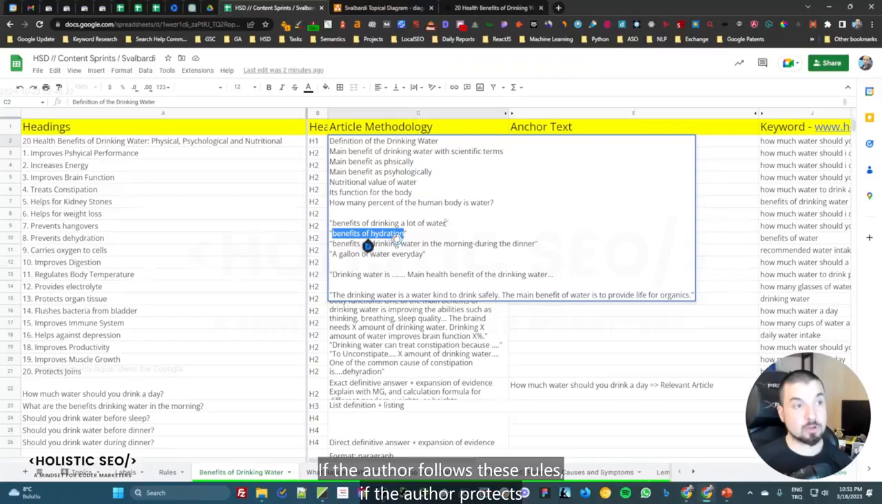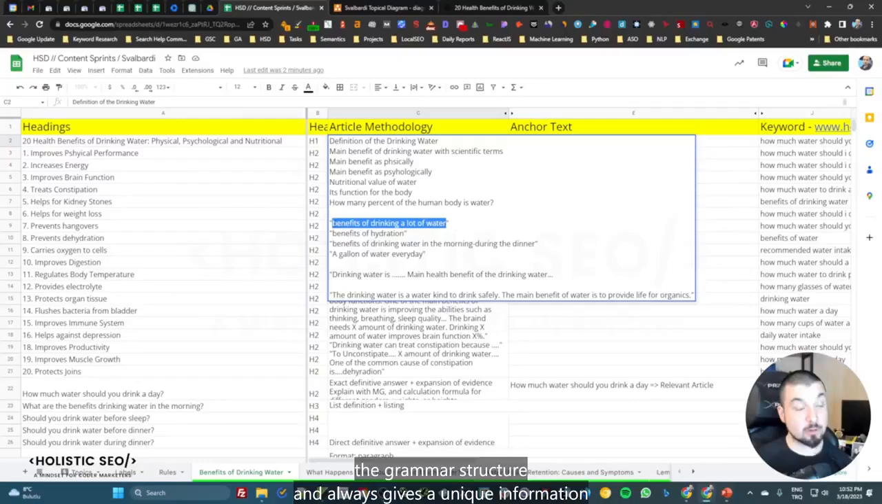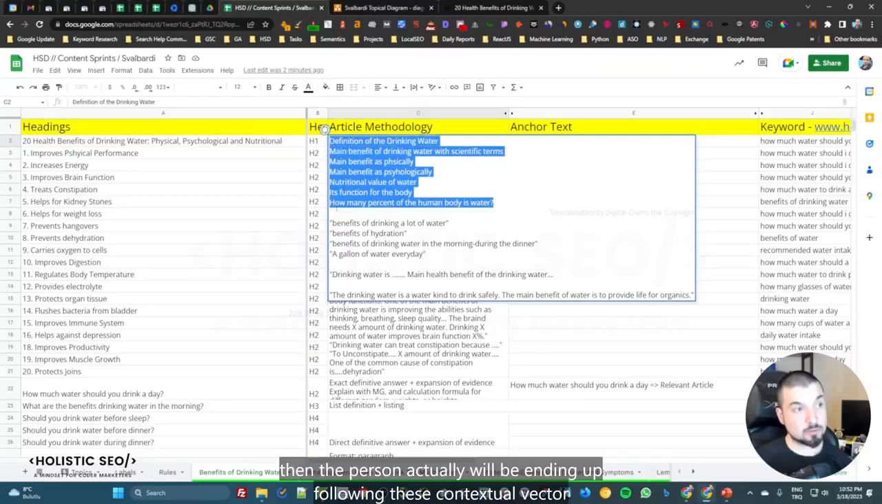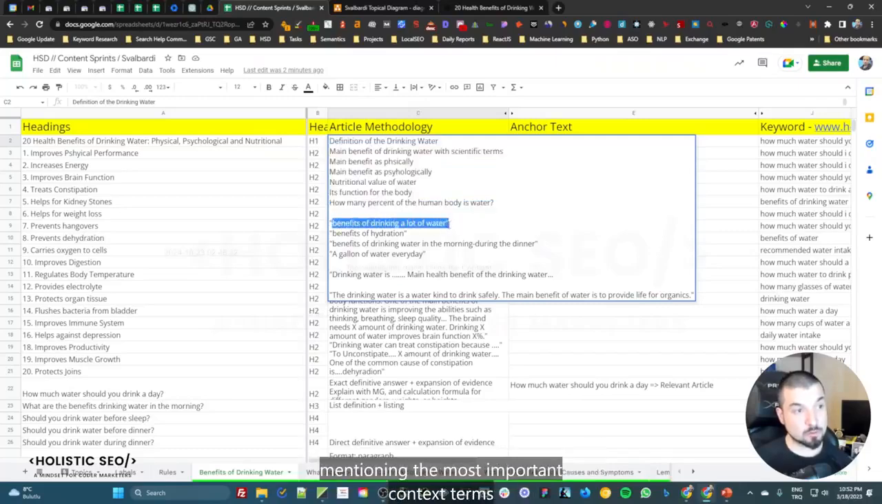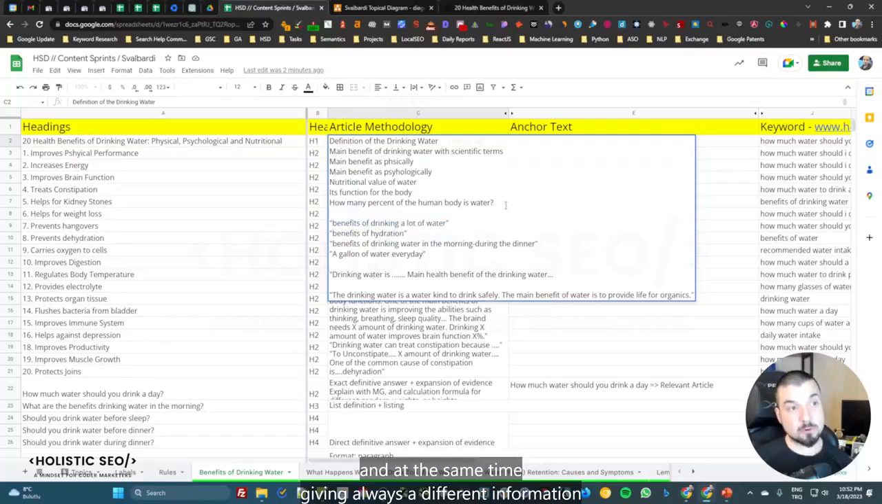If the author follows these rules, if the author protects the grammar structure and always gives unique information by using these specific sentences or phrase sequences, then the person will end up following the contextual vector, mentioning the most important context terms, and at the same time always giving different information, which will increase the overall quality. These phrases are important because some of these things are for internal link justification.